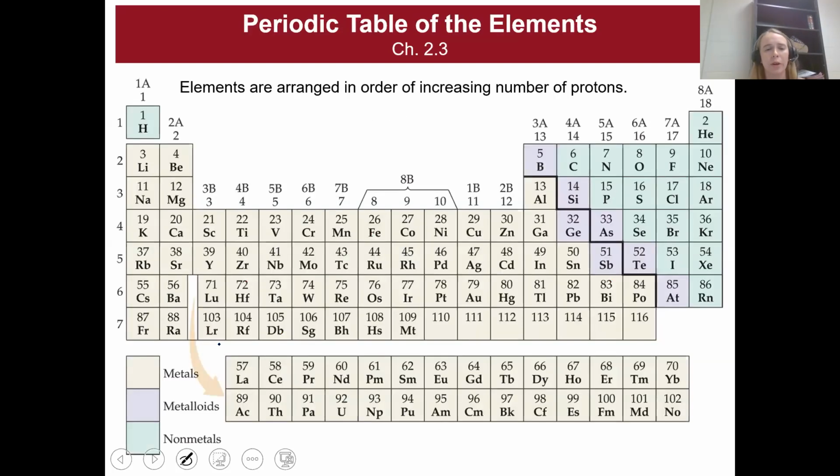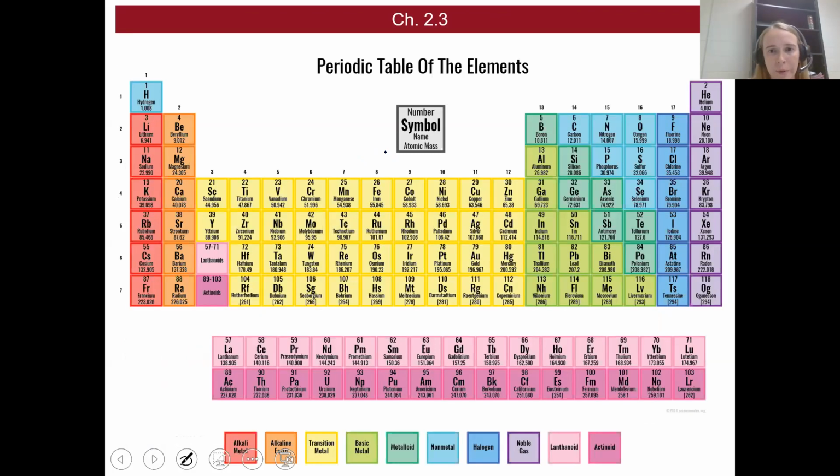So let's talk about the periodic table a little bit. What can we learn from the periodic table? Like I said, the atomic number is on the periodic table. That tells you the number of protons. Sometimes you'll see the mass on the periodic table as well, like here. It's kind of hard to see, but the atomic mass is down at the bottom. So for nickel, for example, we've got 58.693.